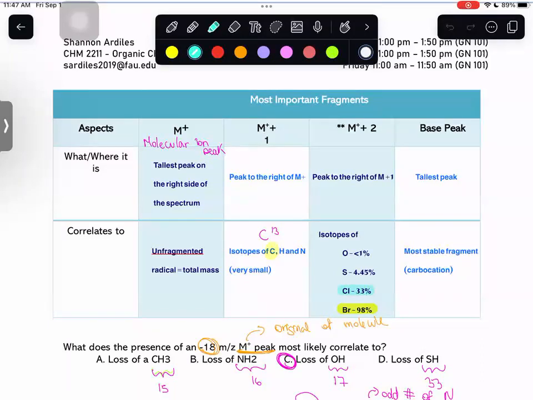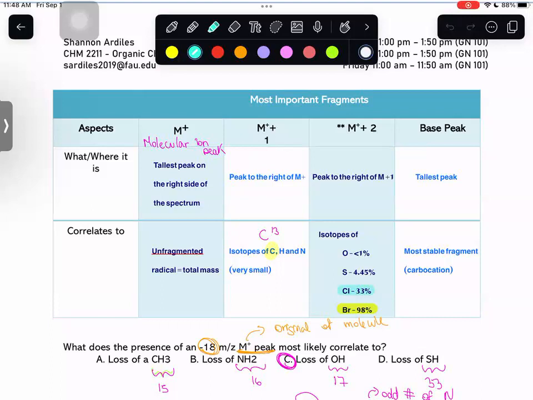Okay, repeat those two questions one more time. What's the major contributor for the n plus one peak? So the carbon 13. It's gonna be carbon 13 specifically. And then what's the major contributor for the n plus two peak? It's gonna be bromine. And then if I ask for the two major contributors, it's gonna be bromine and chlorine.